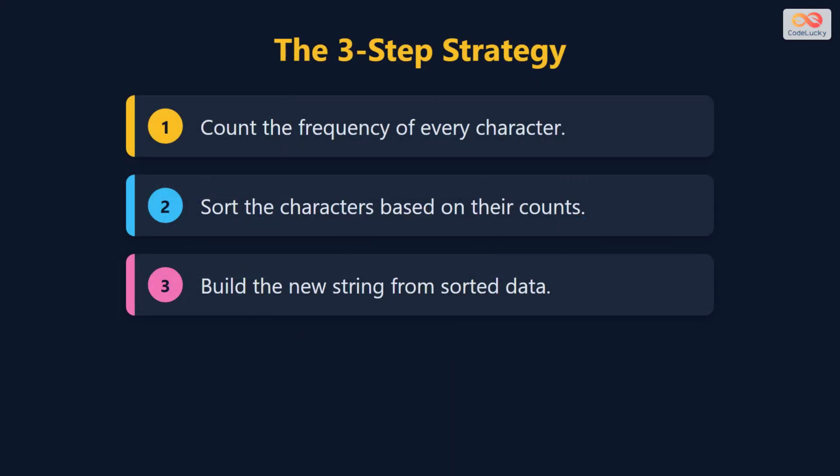To solve this efficiently, we can break it down into 3 logical steps. First, we count how many times each character appears. Second, we sort the characters based on those counts. And third, we build the final string using that sorted order.